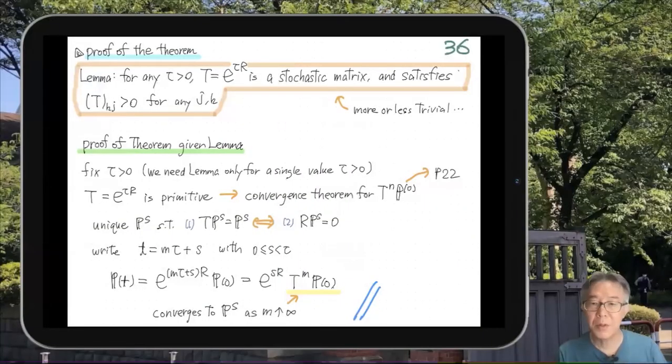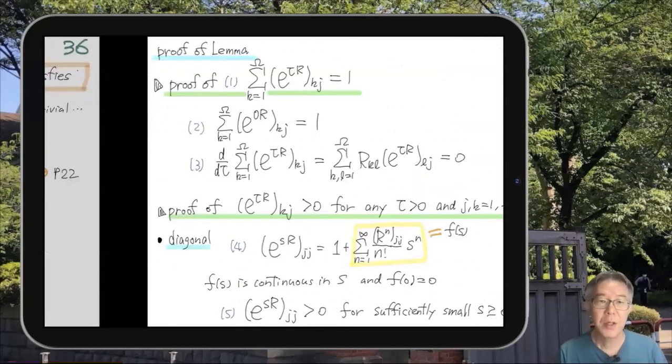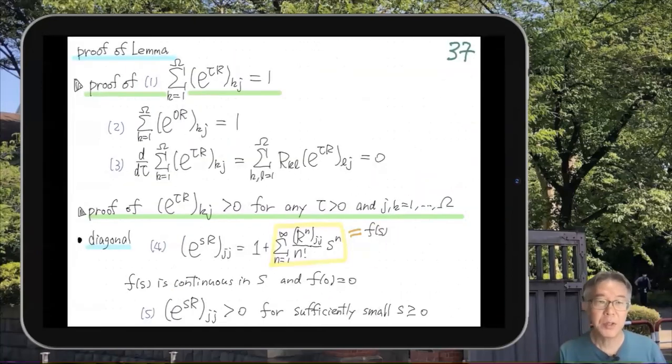So the only remaining task is to prove this lemma. Let's do that. The proof consists of 2 parts, and the first part is very easy. I want to show this sort of normalization for a stochastic matrix. You want to show that if you sum this over k, you get 1. You can prove this in many ways. But for example, if you set tau to be 0, then this is just the identity matrix. So this sum is of course 1.